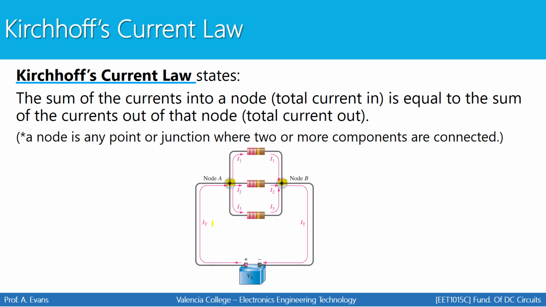So Kirchhoff's current law states that the current going into a node, for example, this current goes in, we see that based on the arrow, that current going in has to equal the current coming out. And there are three currents coming out. So if we add up I1, I2, and I3, it must be equal to I total. The current going in must equal the current coming out. Same thing with node B. The current going into node B is I1, I2, and I3. If I add all those together, that has to equal the total current coming out of node B. That's what Kirchhoff's current law states.